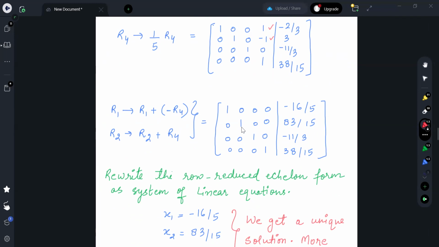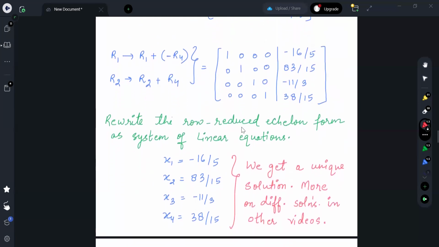Gauss-Jordan elimination method. Now, if I rewrite this reduced row echelon form as a system of linear equations, you see, we don't need to do any math here. We don't need to do any back substitution or any more algebra to get our final answer. We're done. X1 is negative 16 by 5. X2 is 83 by 15. X3 equals negative 11 by 3. X4 equals 38 over 15. And we get a unique solution for this particular system of linear equations.